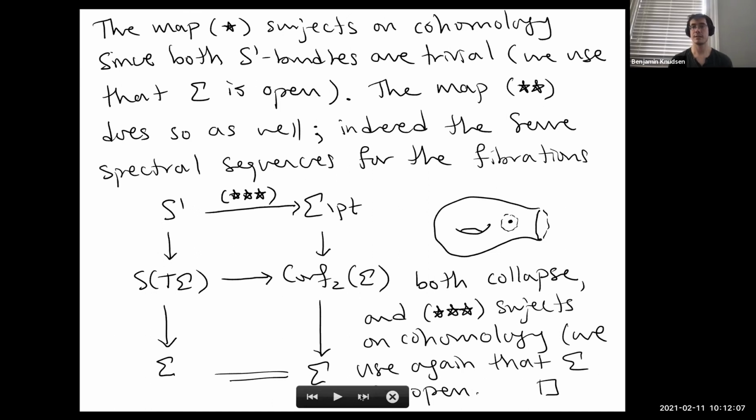And so since the Serre spectral sequence has collapsed, and since the map on base and fiber surjects on cohomology, so does the map on total spaces.